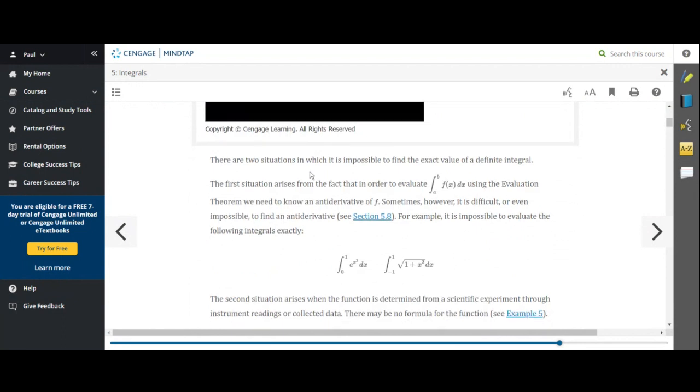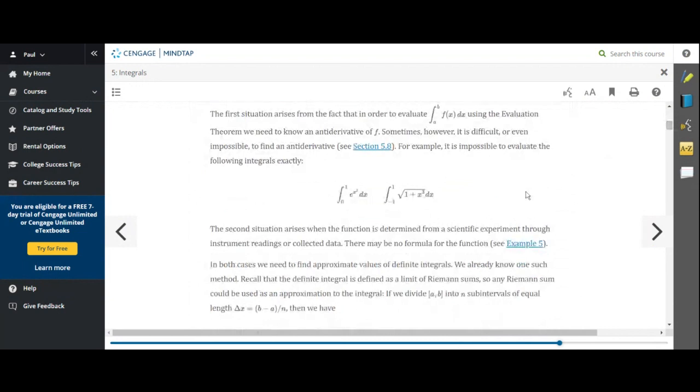There are two situations in which it's impossible to find the value of a definite integral. I'm not going to get too technical, but they've shown you a couple of integrals where you cannot find an antiderivative. If you can't find the antiderivative of the integral, you cannot evaluate the integral exactly. So that's the one situation.